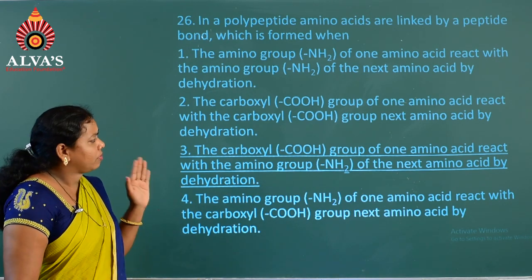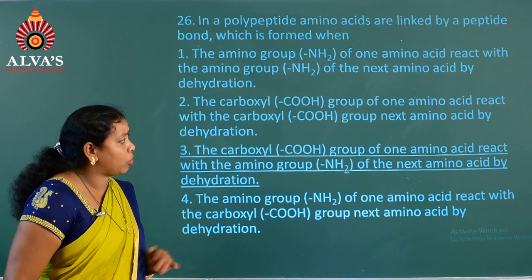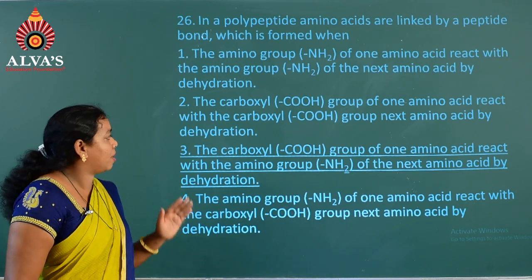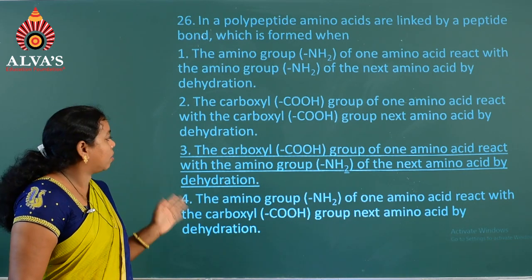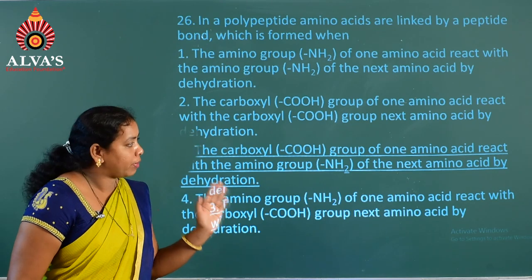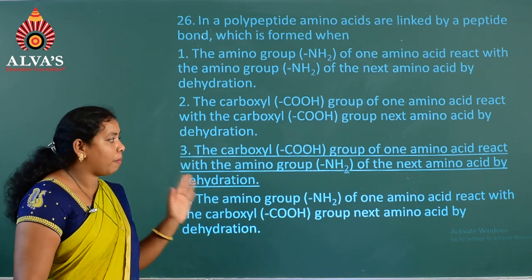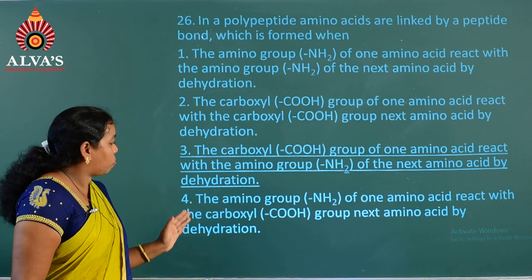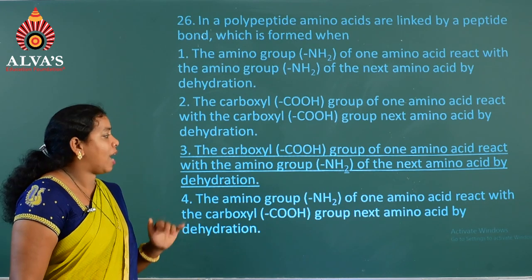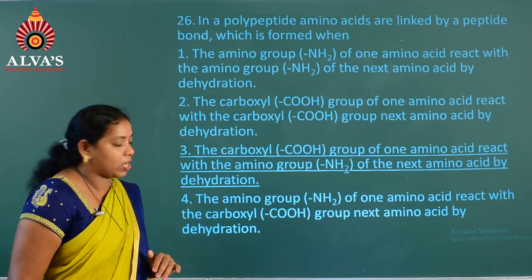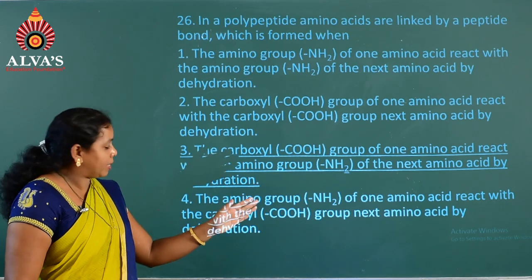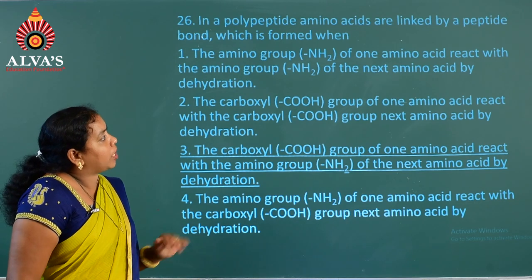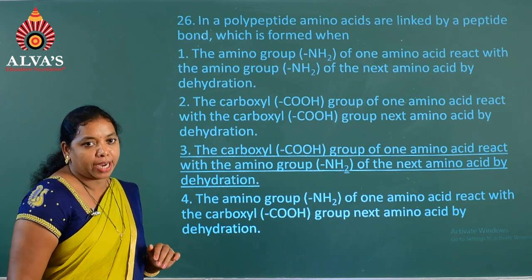Second option, carboxyl group of one amino acid reacts with the carboxyl group of next amino acid by dehydration. The third option, the carboxyl group of one amino acid reacts with amino group of another amino acid by dehydration. And the fourth option is the amino group of one amino acid reacts with carboxyl group of next amino acid by dehydration. So the question was to identify the formation of peptide bond.